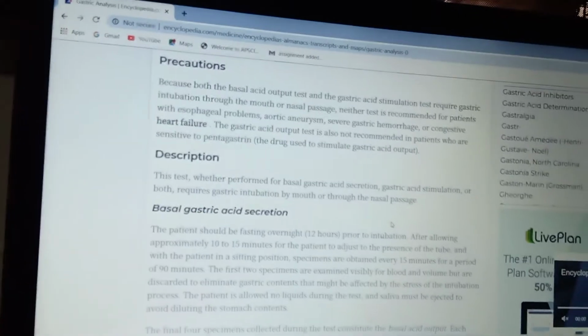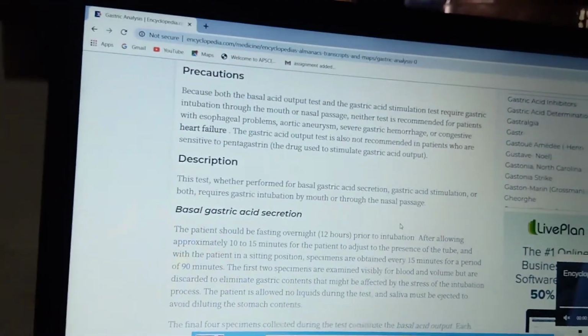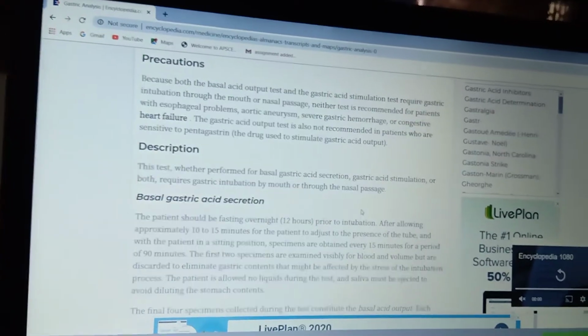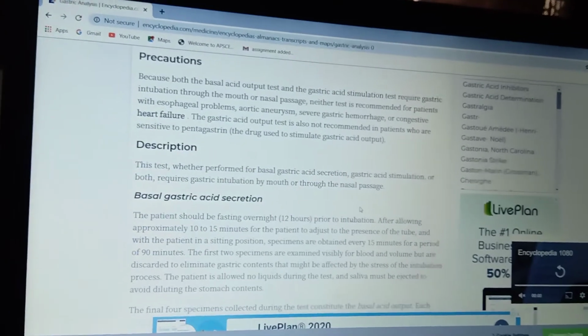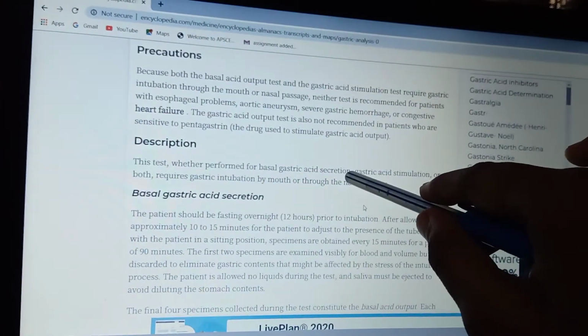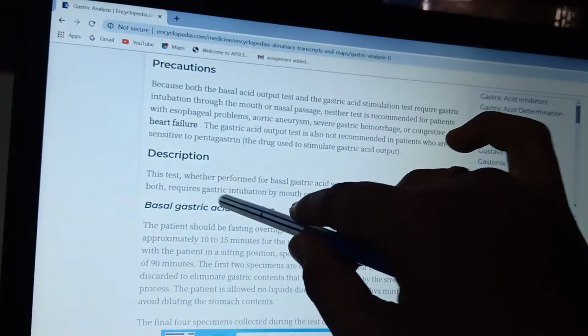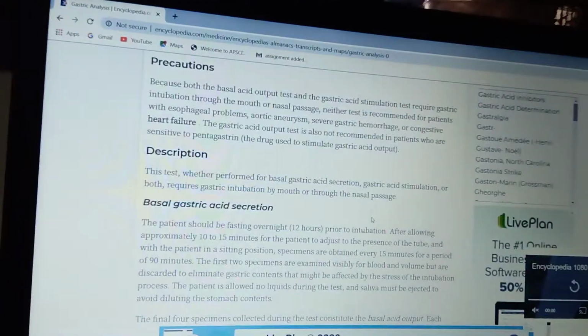And what is the description given? The simple description: what is gastric analysis? Gastric analysis is nothing else but removing the gastric acid secretions. An NG tube, a nasogastric tube, is intubated through the mouth or the nasal passage. After that, we measure the basal gastric acid secretion.